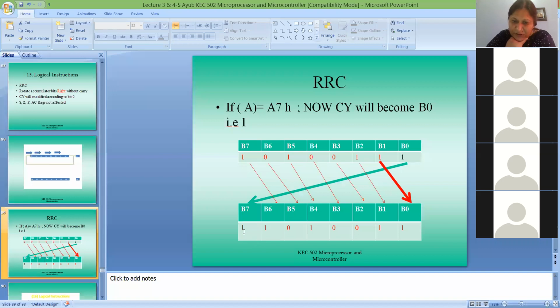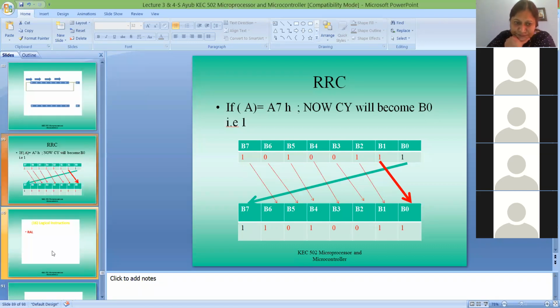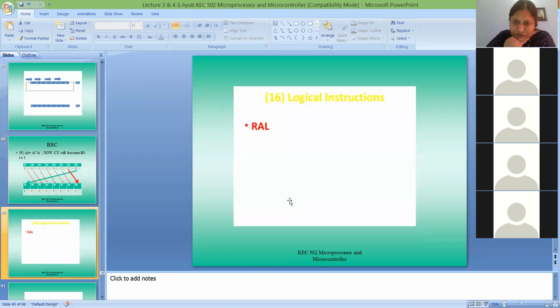This is 8 plus 4 plus 1, that is 13. 13 means it is D. So new contents will be D3. So your A7 will change to D3. Understood? Everybody understood? Yes, ma'am. So we'll see the next instruction, logical instruction.